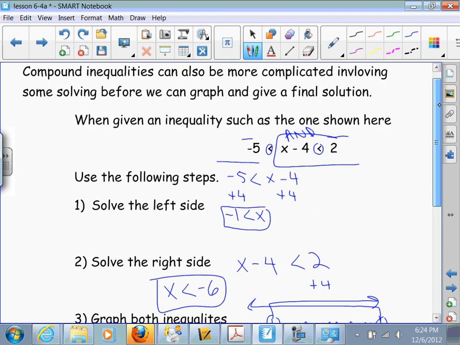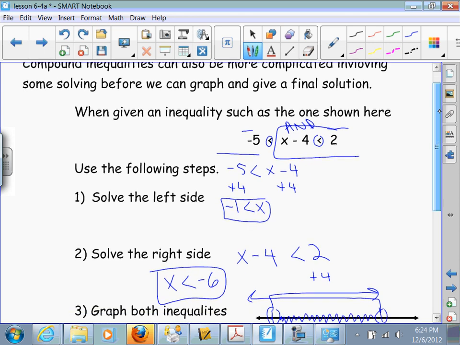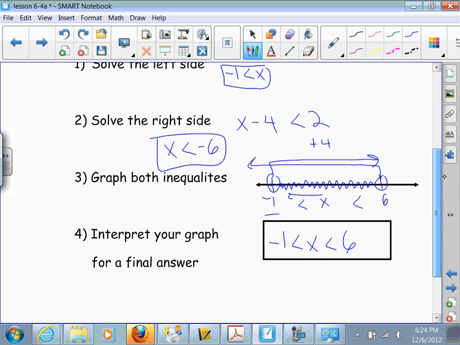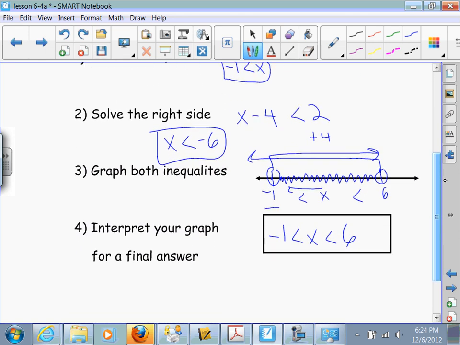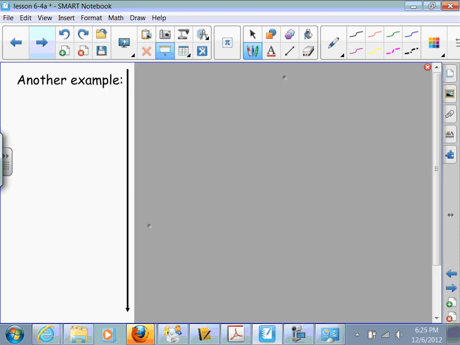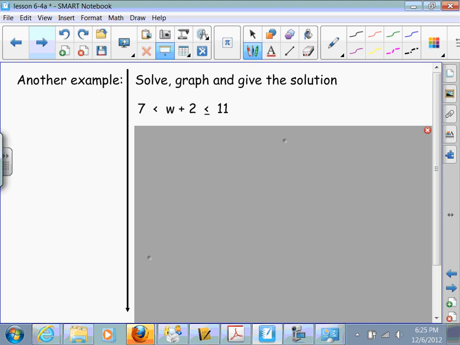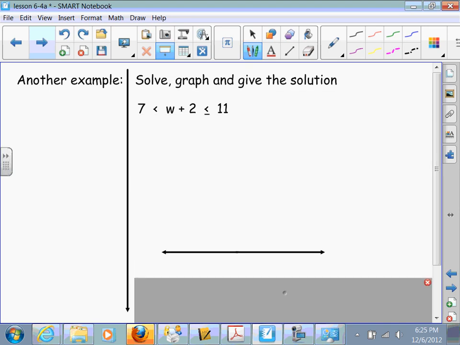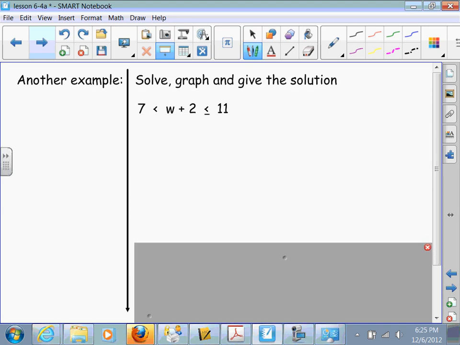All right, so first off, we started by solving each side, left and right side, and then we graphed each of these and then interpreted our graph. All right. Okay, the word or, another example here. Actually, I forgot I had another example just like the one from before. Just so you can see another one.